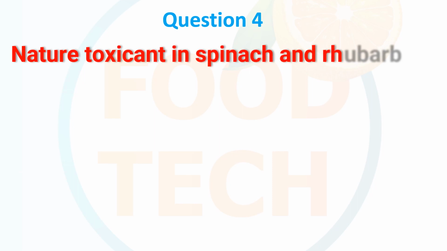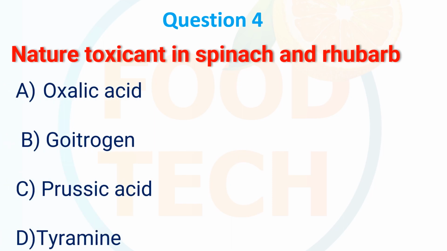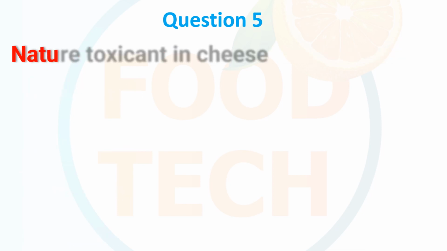Natural toxicant in spinach and rhubarb. A. Oxalic acid. B. Nitrogen. C. Prussic acid. D. Theramine. The answer is oxalic acid.